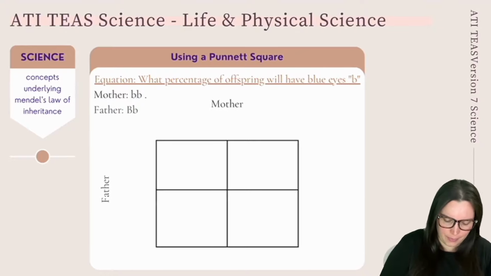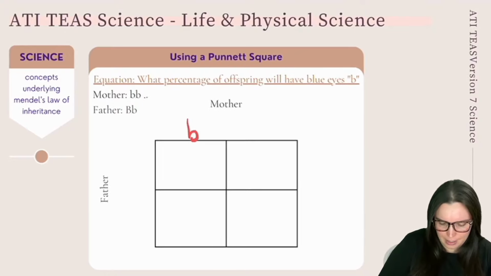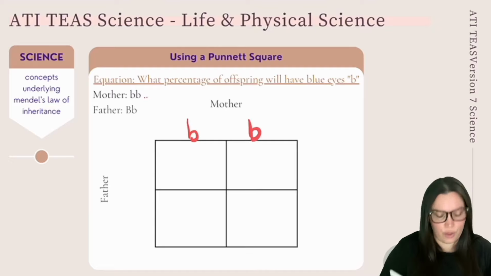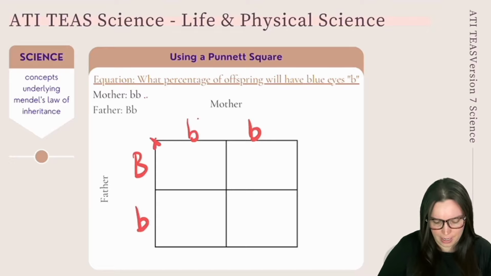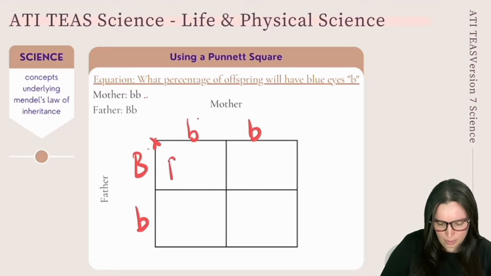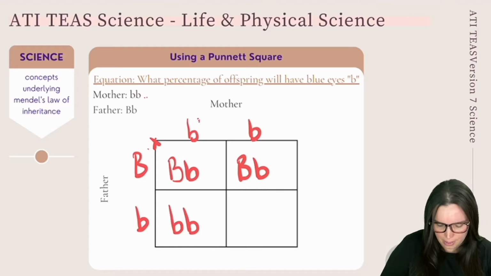So with our mother, we have little b. With our father, we have big B, little b. And we're just going to cross these. So we have little b times big B. Of course, we're going to have a big B and a little b. And then again, little b, big B, we're going to have a big B, a little b. And then here we have little b, little b, and then big B, little b. And then we have little b. So that'll also give us little b.